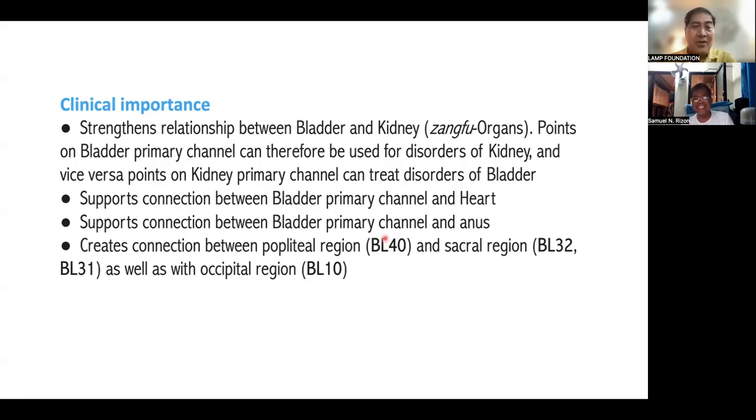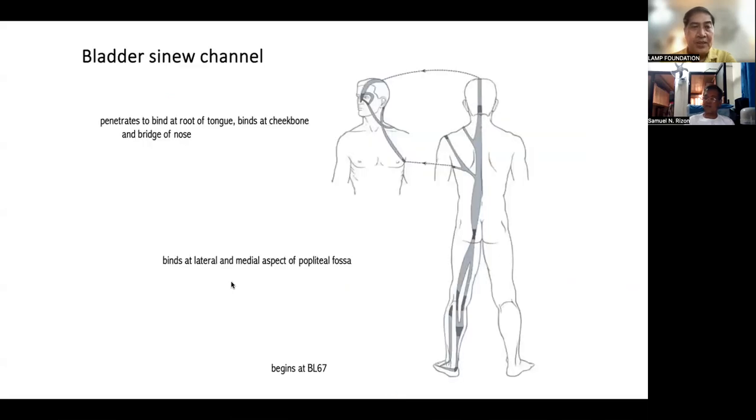Okay. So it creates the connection, the divergent channel between the popliteal region. So whenever you talk about the popliteal region, you talk about the bladder 40, and the sacral region, bladder 32 and 31, as well as with the occipital region, bladder 10. Then finally, we go to the sinew channel or the muscle channel of the bladder.